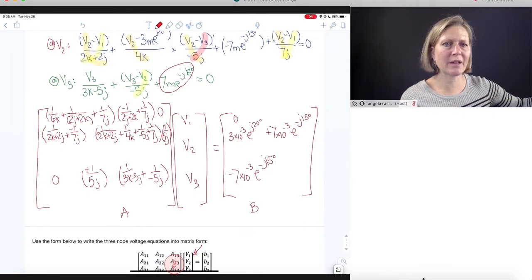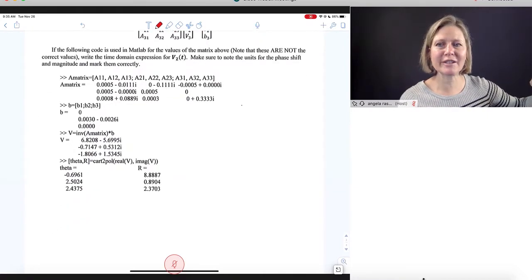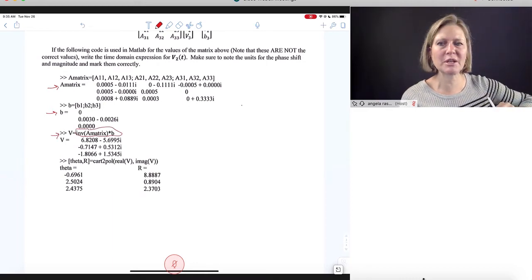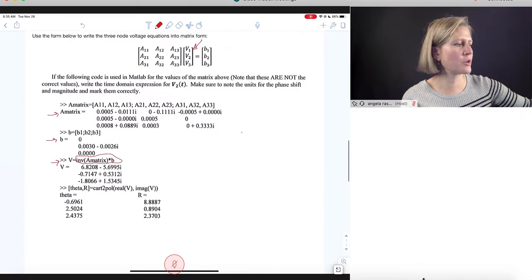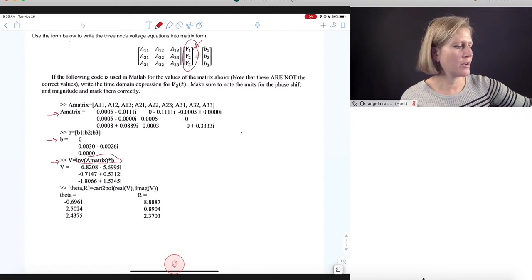And then we use MATLAB to solve that. I'm going to show you if these were the values. These are not the correct values, but if these were, you would set up your A matrix, you would set up the B matrix, and then you would use inverse A matrix times B, and you're going to get an answer. These are going to be in the same order that you had for your matrix, so that order in the answer is V1, V2, V3. So this is the answer for V1, V2, and V3.